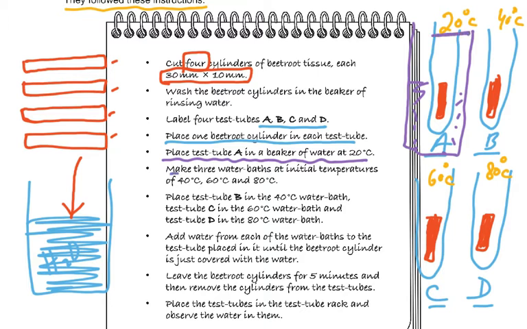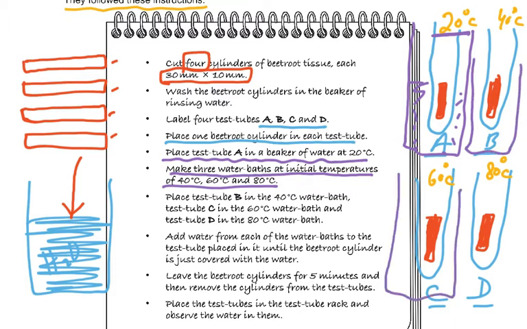Then you made 3 water baths at initial temperatures of 40, 60, and 80. So you added another 3 water baths, 40, 60, and 80. Water baths means another additional beaker with water at this temperature. B had 40 degrees, C had 60 degrees, and D had 80 degrees. Now I've written all those here and I've made the diagram for you on the side. And you can do this on the exam, you can do it on the paper.